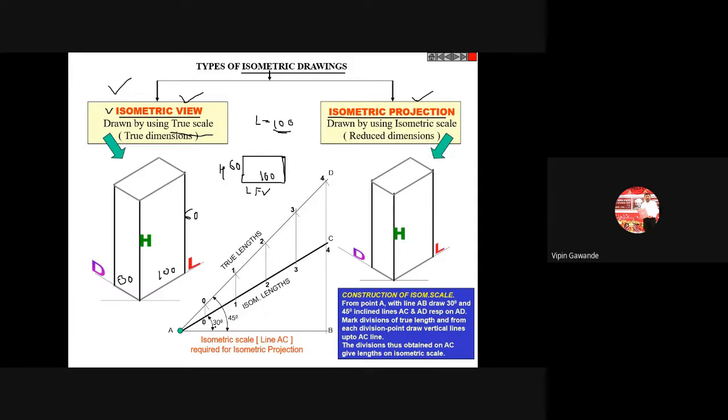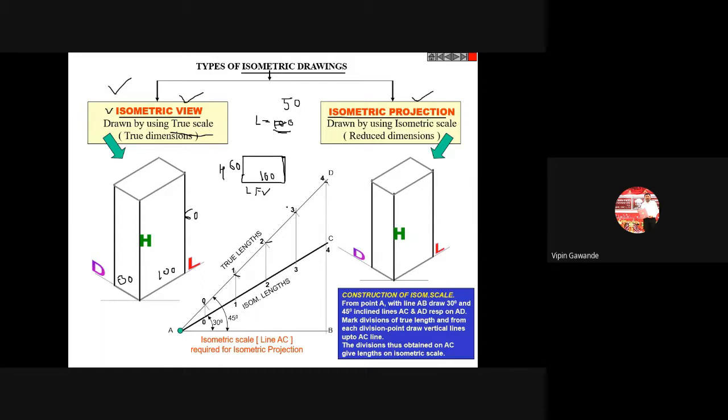You have to take a 30-degree angle line, and you have to draw the 45-degree line. Then you have to divide the distance here. You have to first mark the true length. True length means, suppose this is 40. 1 centimeter, 2 centimeter, 3, 4, and 5 centimeter. Suppose they have taken length equal to 50. So here 1, 2, 3, 4, and 5. So 5 divisions we have marked.